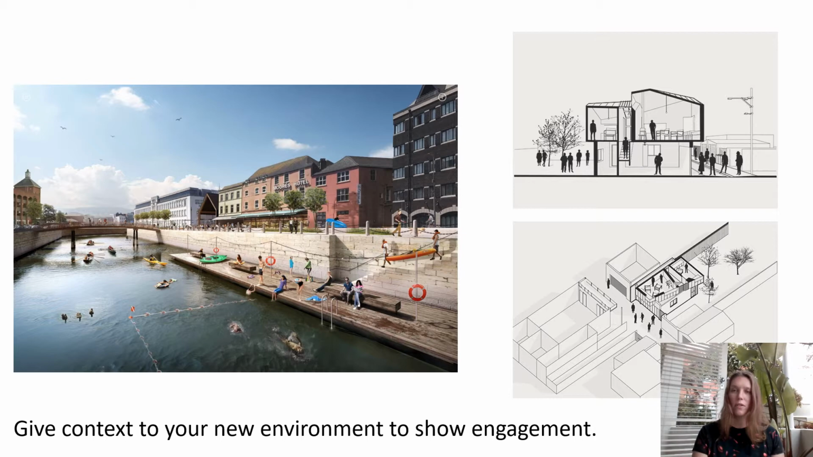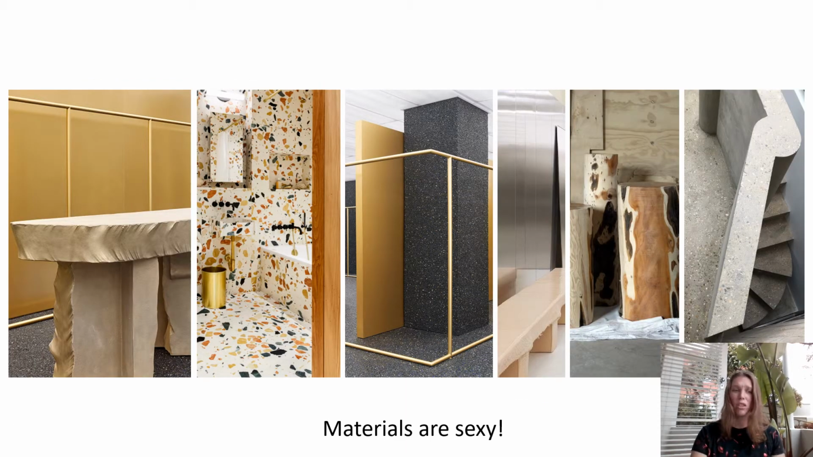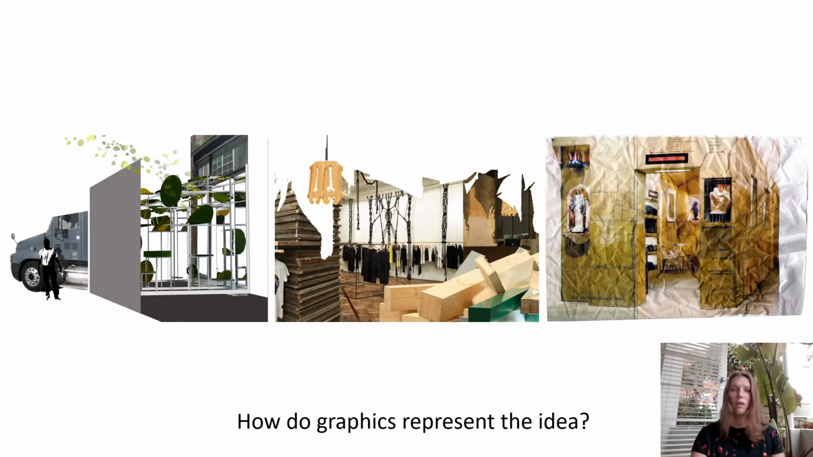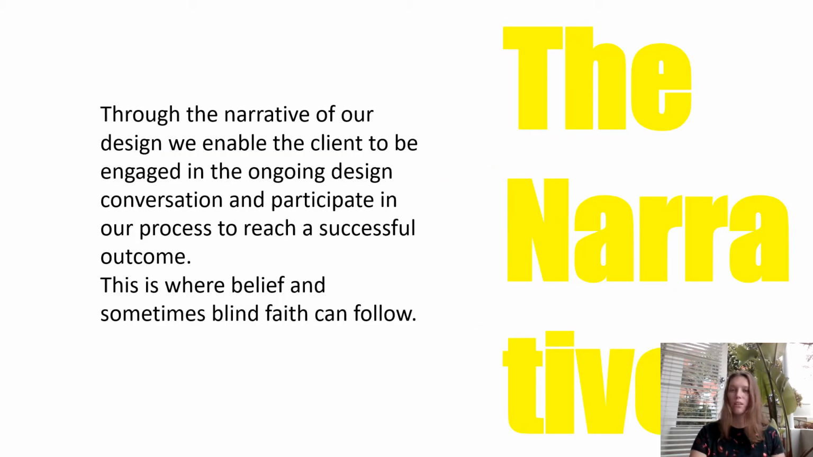Using photographs, sections, axos to really show how people engage and use a place can really give a sense of relatedness to how they transition out of that space. Materials are great tactile sources of inspiration, and these are what we build in and deal with. Graphic images can also really reflect our design idea.